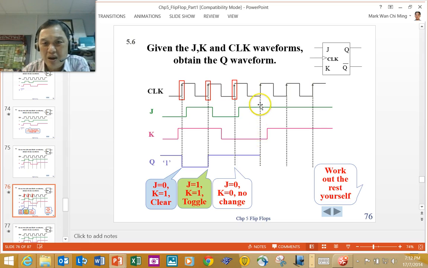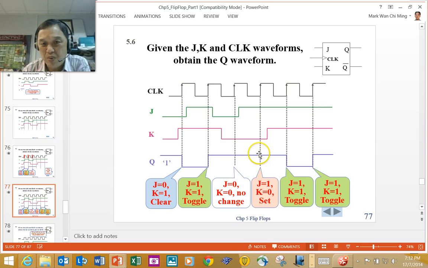Here, what happened? J 1, K 0. So it's a 1, so it continues to be a 1. At this trigger point, J 1, K 1, what happened? It toggles. Now from 1 it changes to a 0. You maintain a 0 until this trigger point. J 1, K 1, it toggles from 0 to a 1. Very straightforward, right?